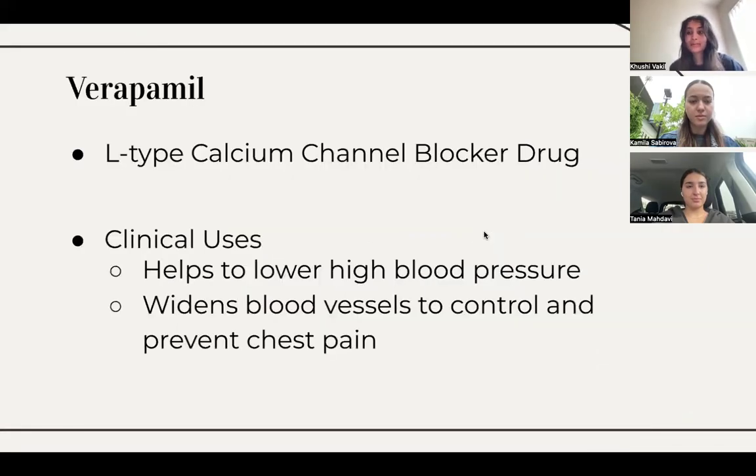So our first drug is verapamil. Verapamil is an L-type calcium channel blocker drug, and some of its clinical uses include helping to lower high blood pressure and also widening blood vessels to control and prevent chest pain.